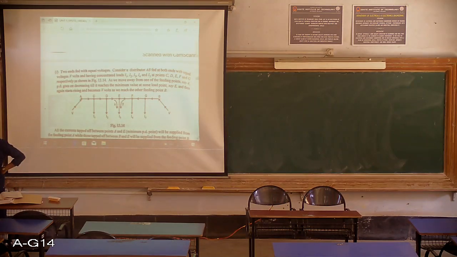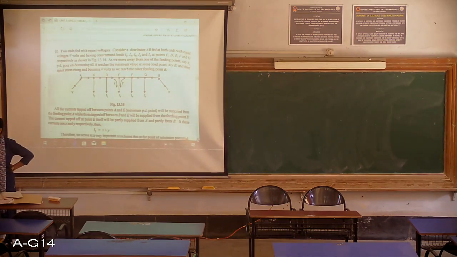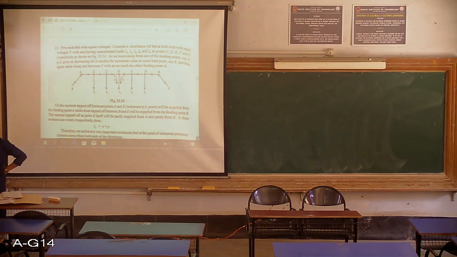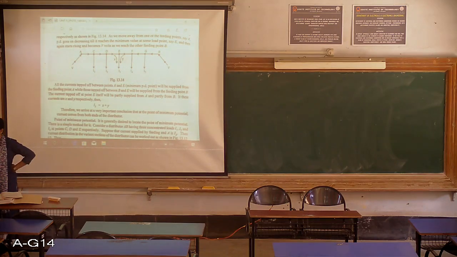Then all currents tapped off between points A and E will be supplied from the feeding point A, while those tapped off between B and E will be supplied from the feeding point B. The current tapped off at E will be partly supplied from A and partly from B. If you assume that current to be I3, say X is coming from A and Y is coming from B, the total current will be X plus Y. So we arrive at a very important conclusion: at the point of minimum potential, current comes from both ends of the distributor for that particular tapping.